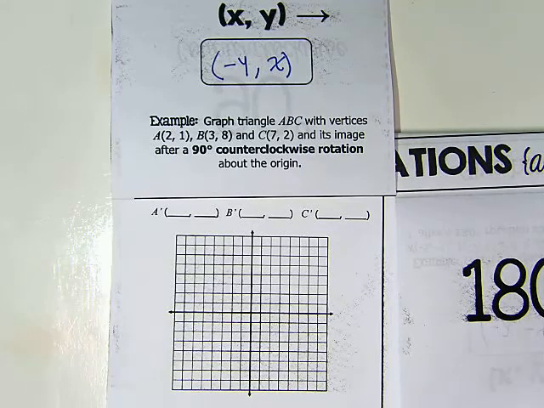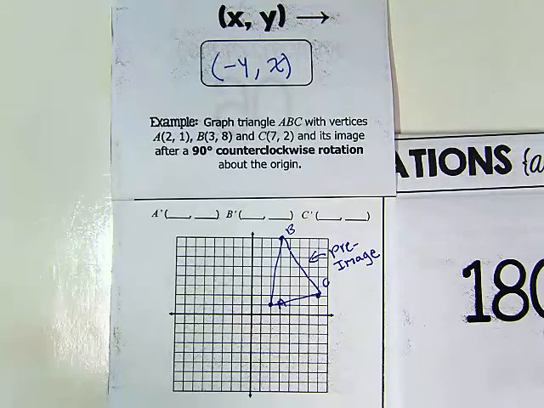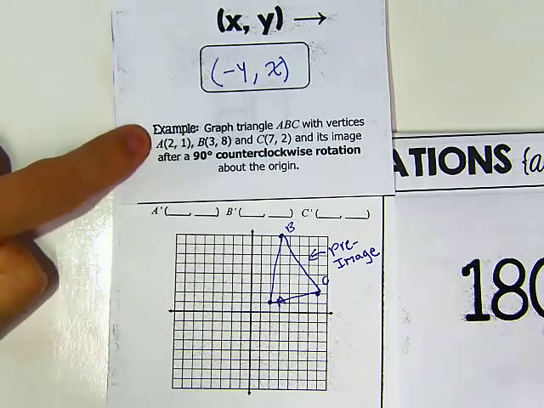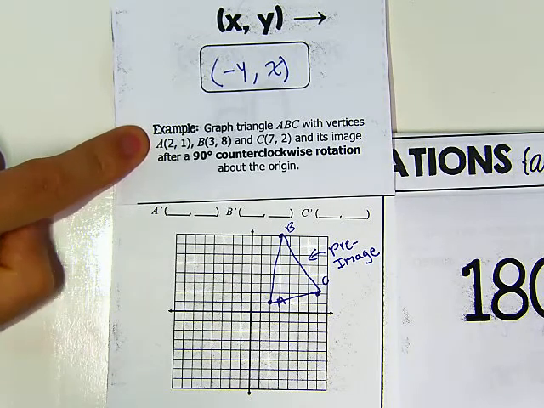Y value is going to be negative. So let's go ahead and start with an example problem. So we're graphing the triangle and it wants to complete a 90-degree rotation. We're going to take those original points and we are going to flip them.